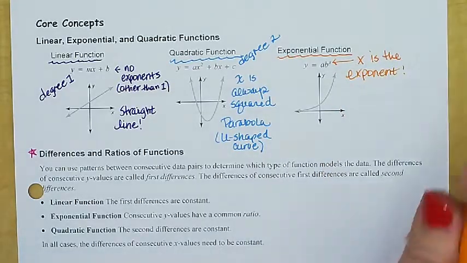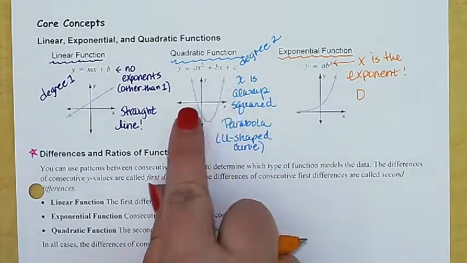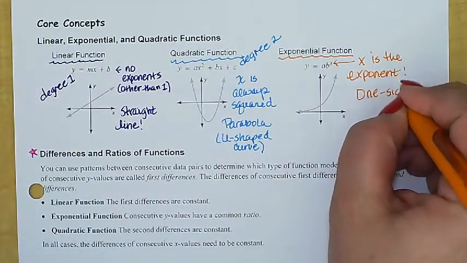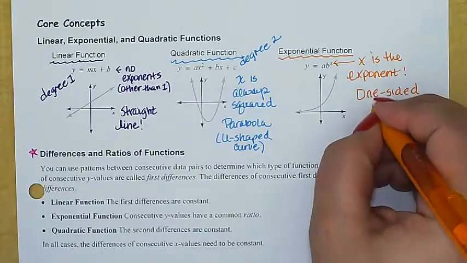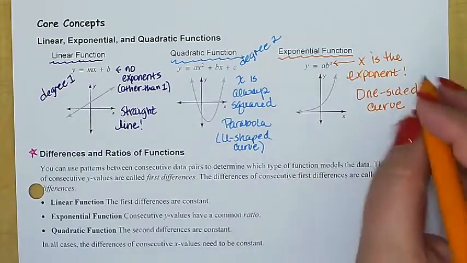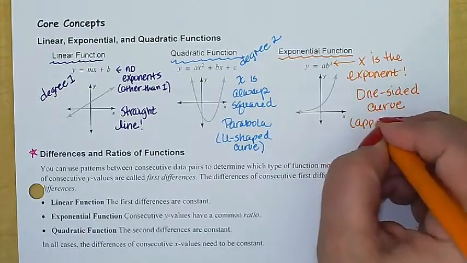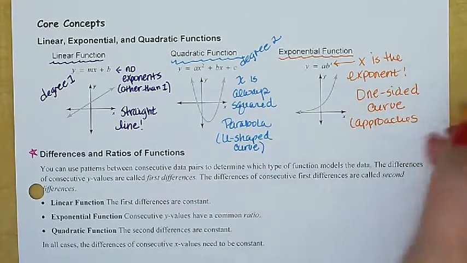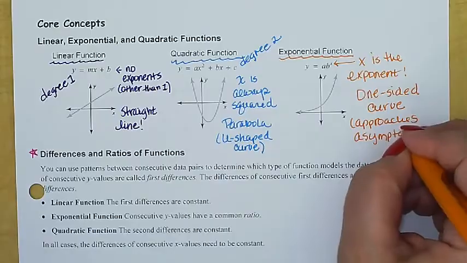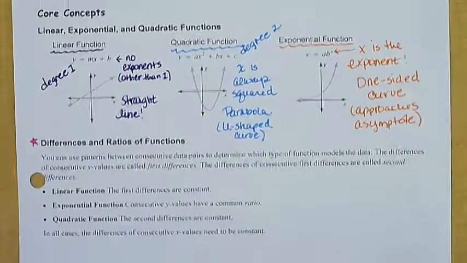Okay, and we know that for these graphs, these are one-sided curves, so they're not symmetrical like the parabola where it's identical on both sides. This is a one-sided graph or curve, and if you recall, one side grows really fast, the other side approaches the asymptote. So these are the ones that introduced us to the concept of approaching the asymptote. That's that number that it gets closer and closer to, but never quite reaches.